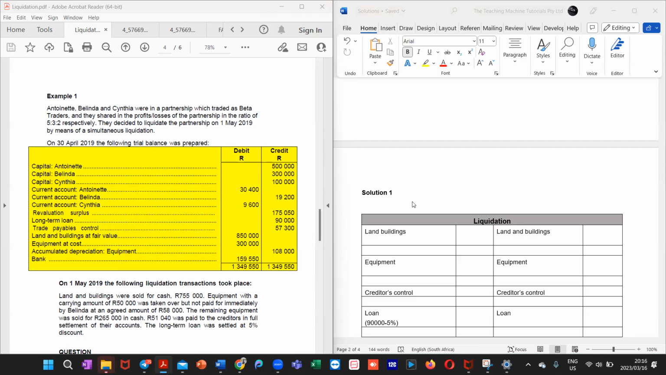Antoinette, Belinda, and Cynthia were in a partnership which traded as Beta Traders, and they shared in profits and losses of the partnership in the ratio of 5:3:2, respectively. They decided to liquidate the partnership on the 5th of May 2019 by means of a simultaneous liquidation. Thank you very much. And then this information where it says on 1st May, please read for us.